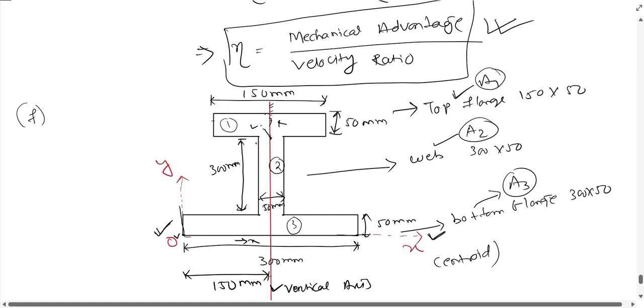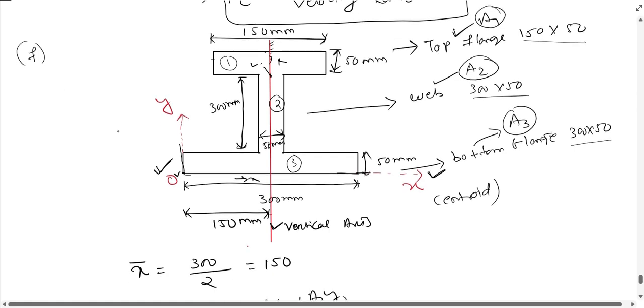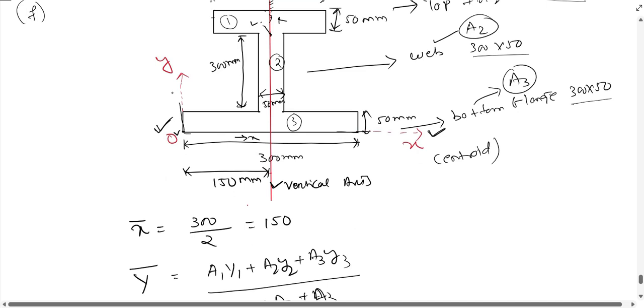Okay, so टॉप फ्लैंज का एरिया कितना होगा? 150 into 50. वेब का एरिया कितना होगा? 300 into 50. बॉटम फ्लैंज का एरिया कितना होगा? 300 into 50. सो कैलकुलेट करते हैं फॉर एरिया 1. एरिया 1 इक्वल टू 150 into 50, एंड एरिया 1 का जो y1 बार जो है, इसका y1 बार कहाँ पे रहेगा? 50 by 2 plus this distance.